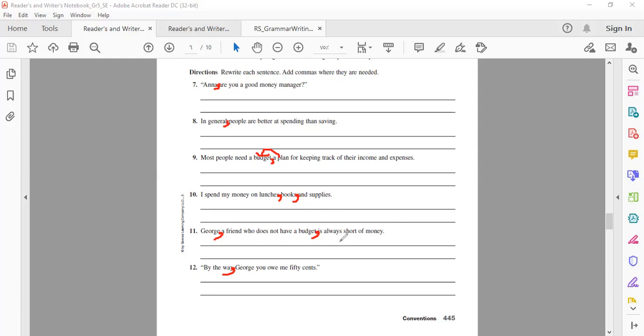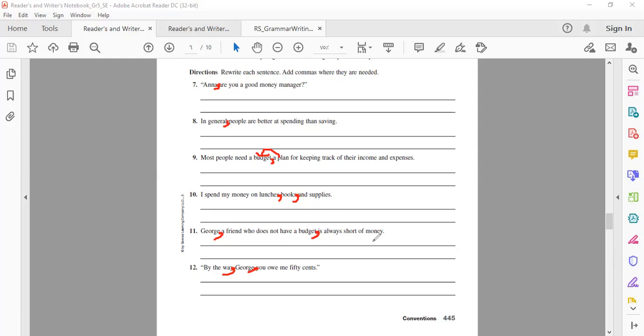So where is the comma after George? After George, because I'm calling his name. I want him to pay attention to me. So I will say, by the way, George, you owe me 50 cents. So when you put a comma after the name, it means that you are calling that person and you want him to pay attention to you.